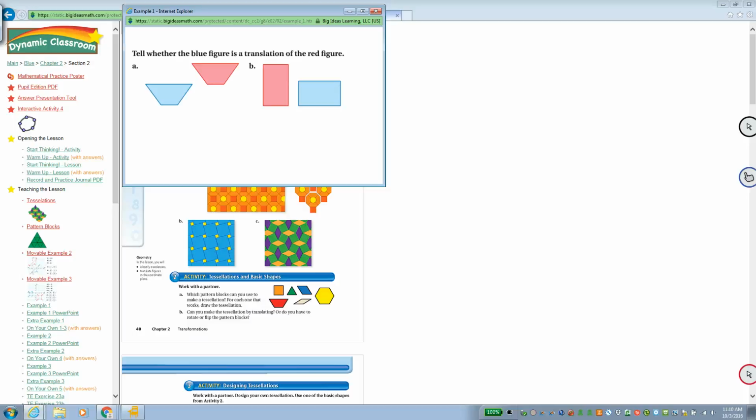All right, with today's lesson, ladies and gentlemen, chapter 2.2, we're going to be looking at translations. But a part of translations is looking at something called transformations. Does anyone know what it means to transform something? Yeah. It turns it into something else.